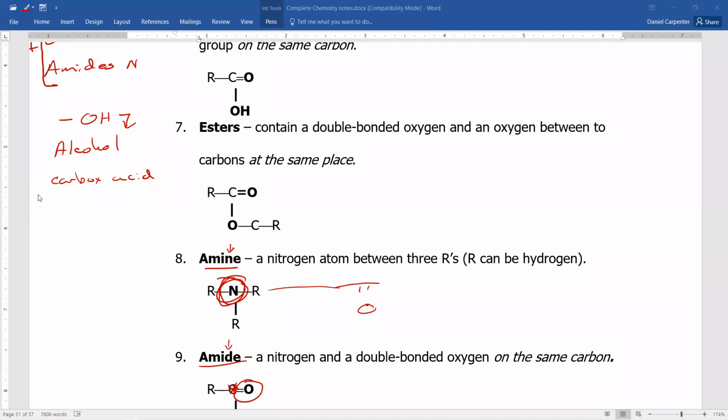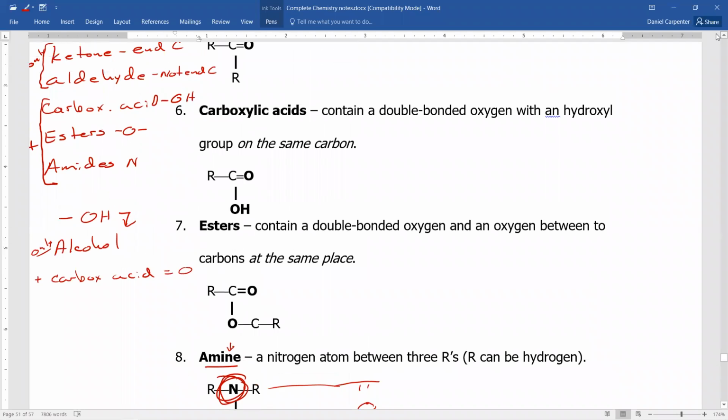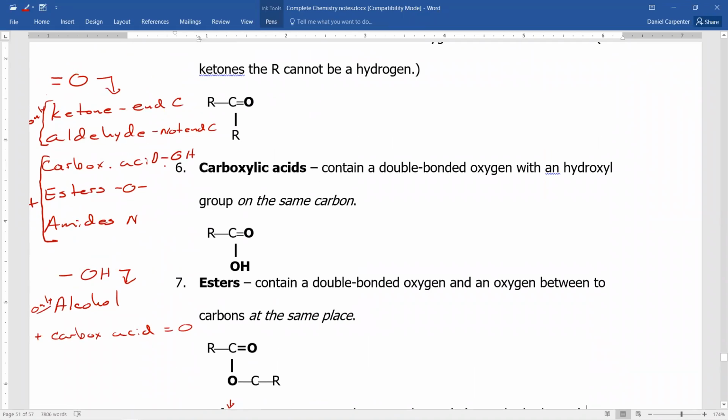All right, so anyway, only an OH is an alcohol. Plus double bonded O is carboxylic acid. And that would be up in this list from the other direction. Double bonded O plus OH is a carboxylic acid. If it has N, it's an amine or amide.